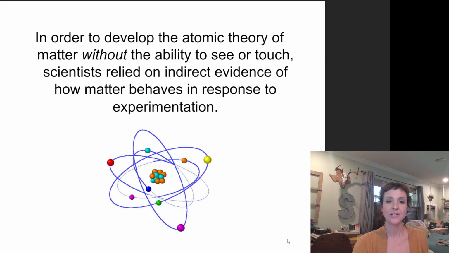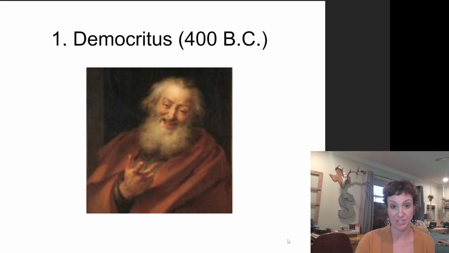Okay. So here's the thing about the atom. Since we're dealing with such small stuff, in order to develop the atomic theory of matter without the ability to see or touch, scientists relied on indirect evidence of how matter behaves in response to some experimentation.